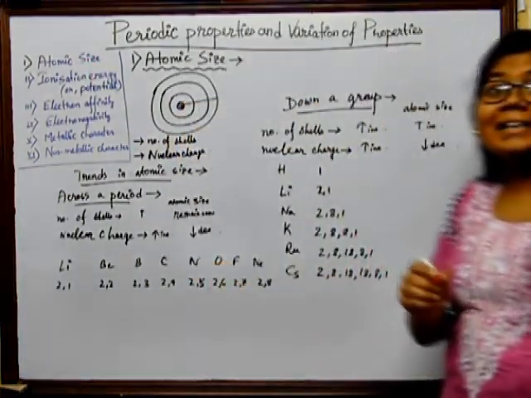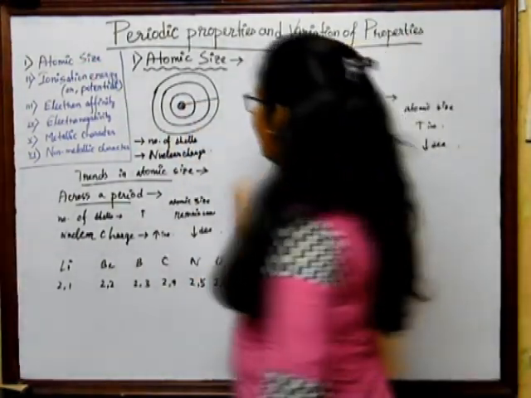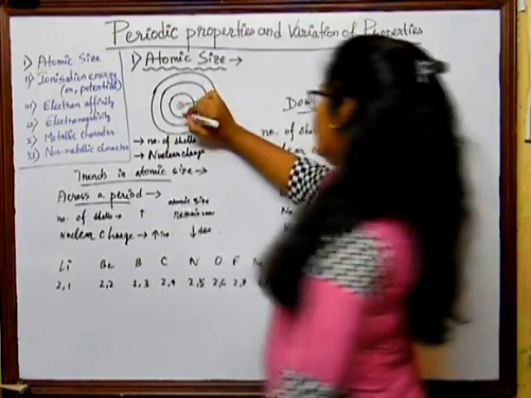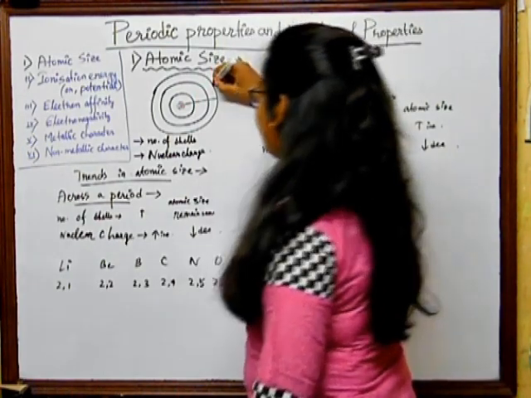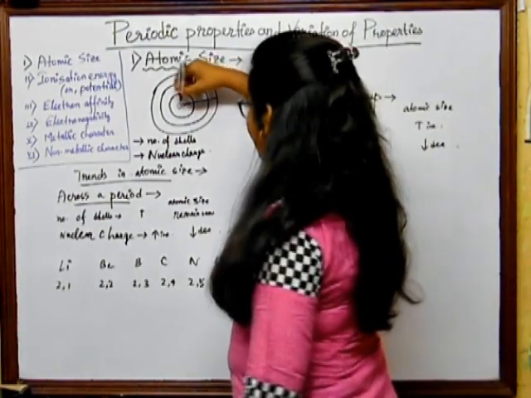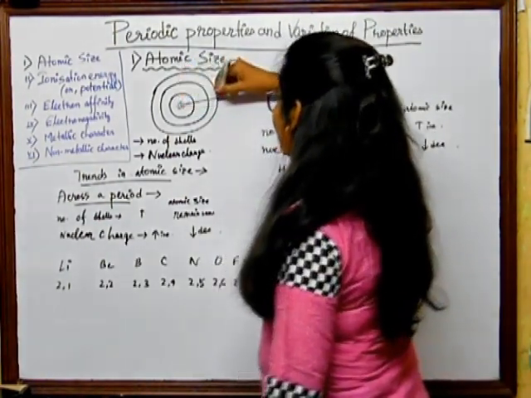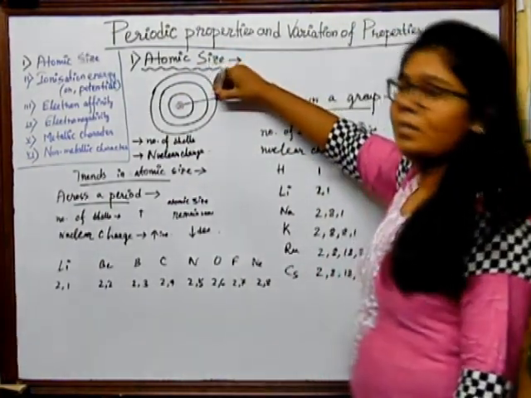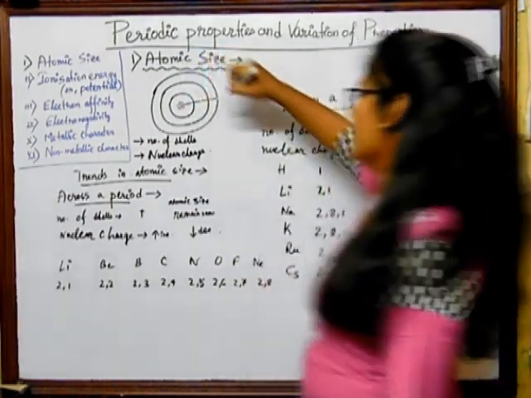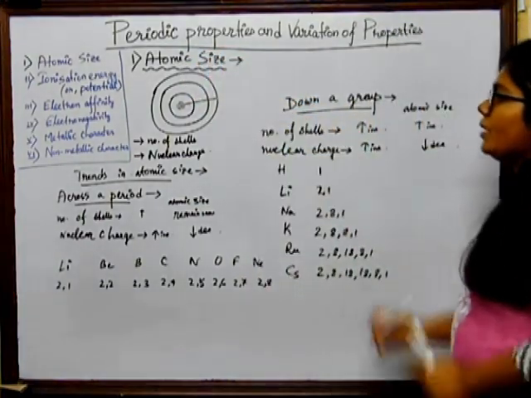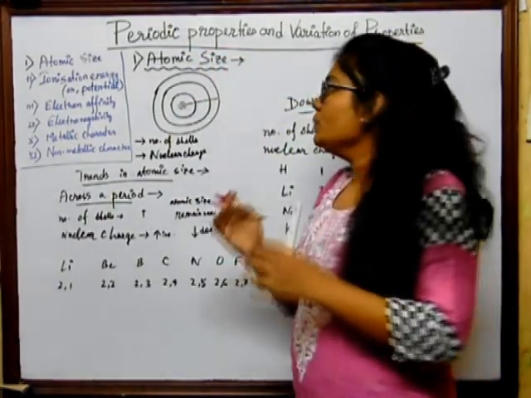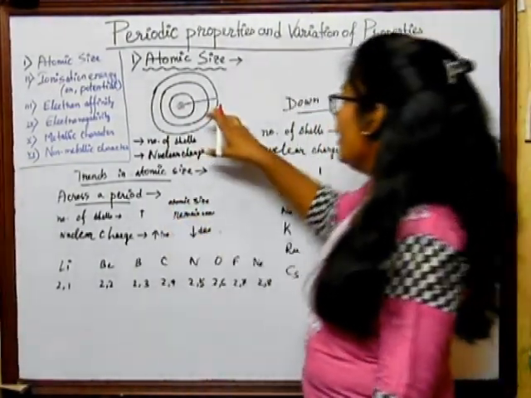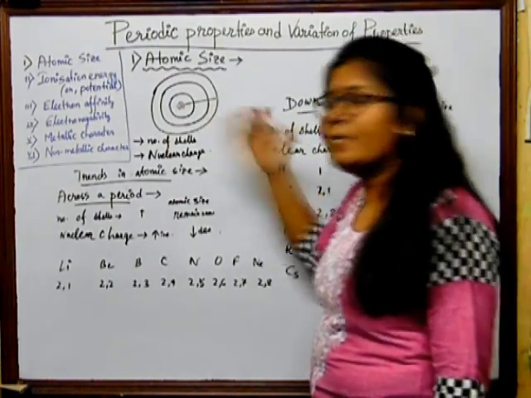So first, what is atomic size? This is the nucleus of the atom and this is the outermost shell. The distance between the nucleus and the outermost shell is the atomic radius. This is called atomic radius. So if we keep on increasing the number of shells, the atomic size will also increase.